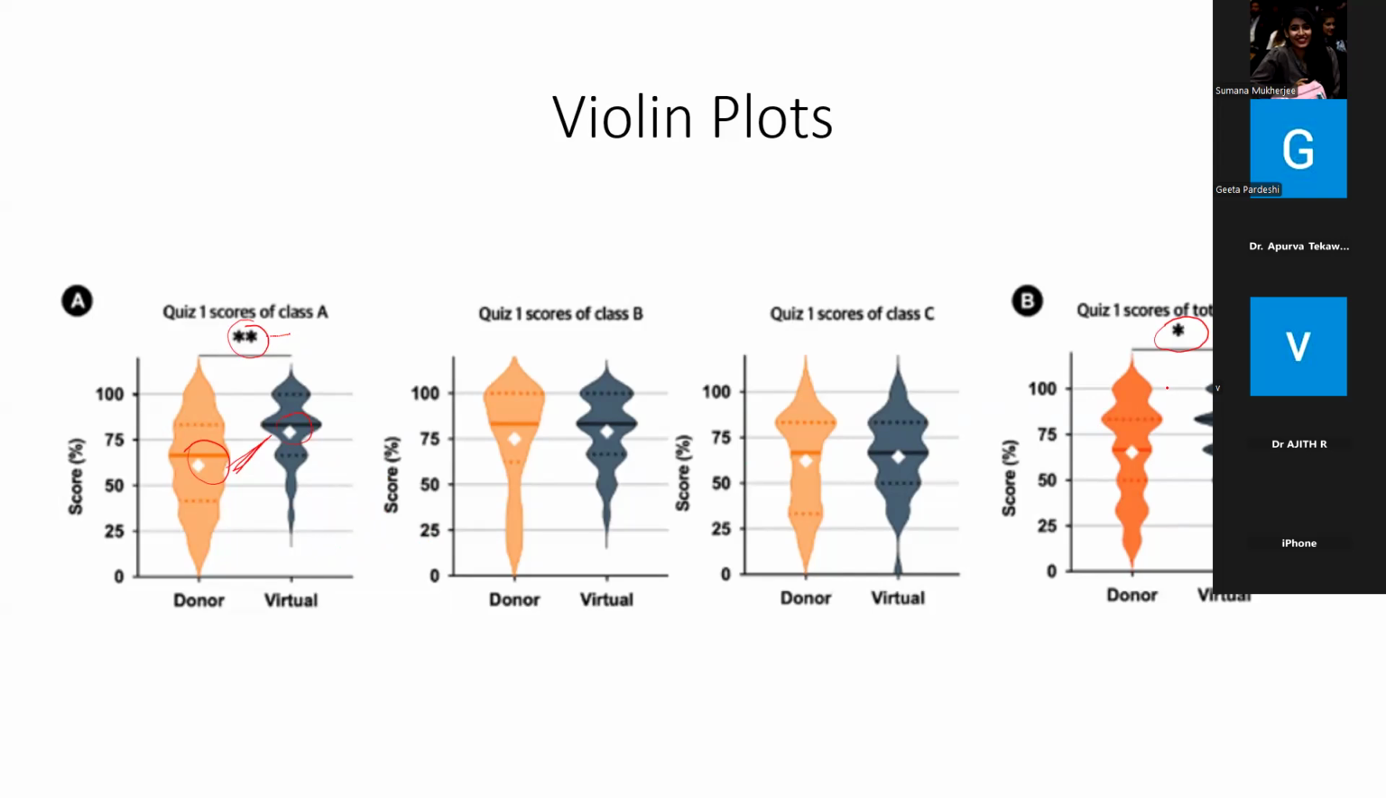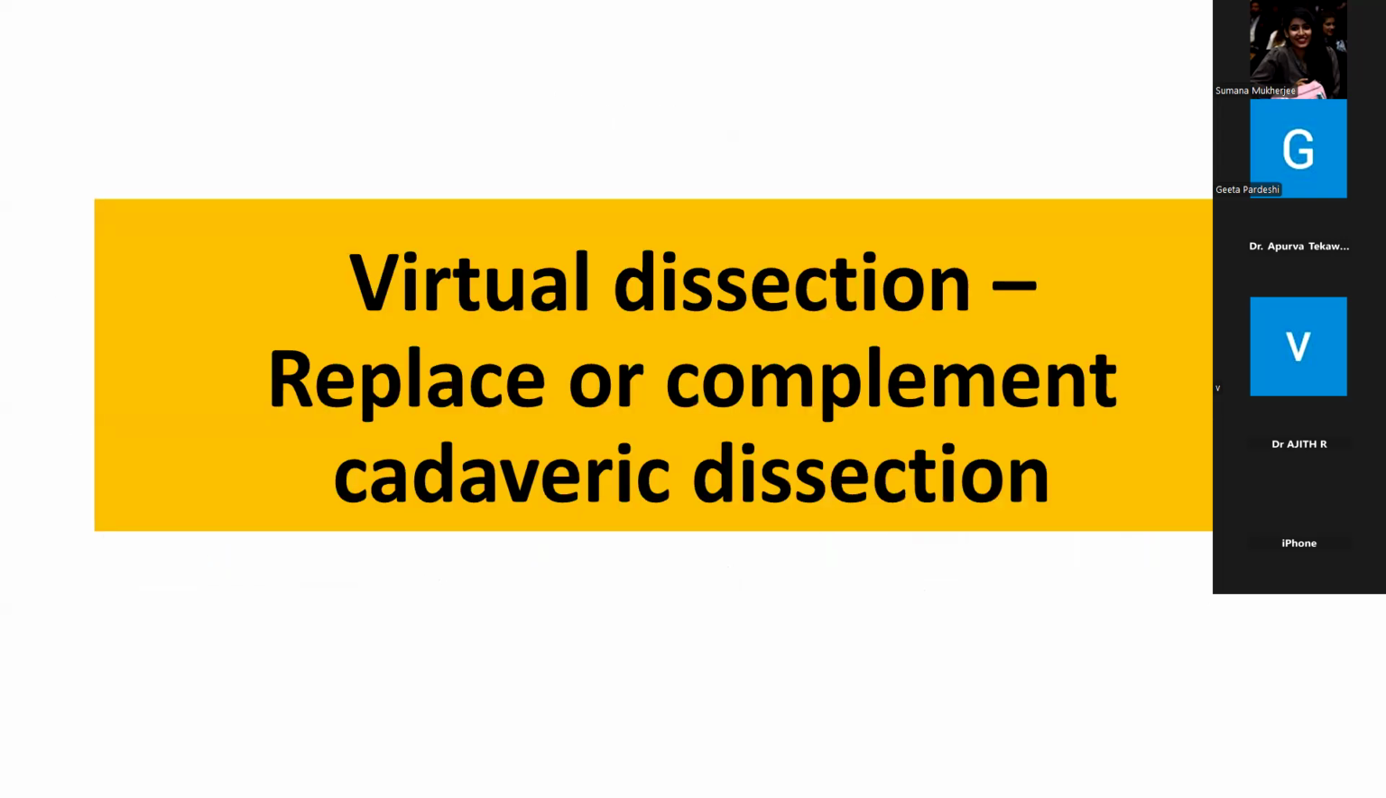While overall, for all these three classes, there was a significant difference, where you can see this gap. So with virtual dissection the average score is better than with the donor. This is what the findings are for a randomized control trial.